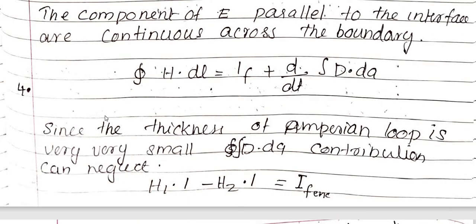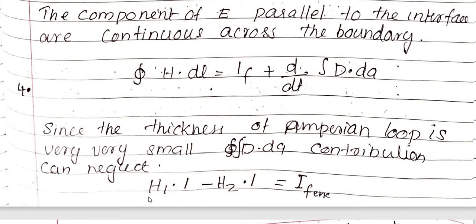And our fourth equation is closed integral H dot dl is equal to If plus d by dt of D dot dA. Since the thickness of the Amperian loop is very small in order to study the boundary conditions, only then will this Amperian loop explain the boundary of the surface. So its thickness should be very small. So when we consider a very small thickness, the contribution from this surface term will vanish.